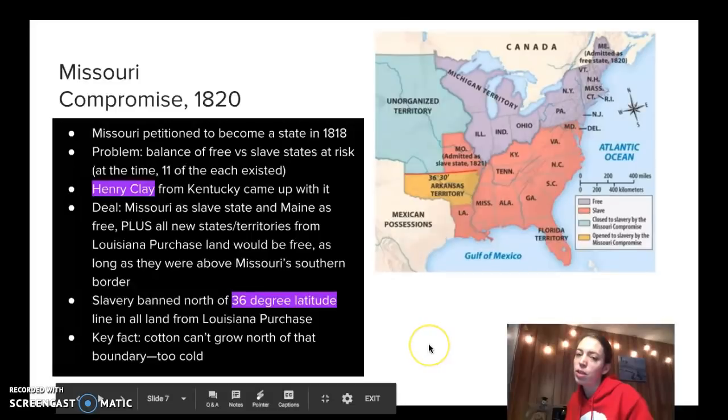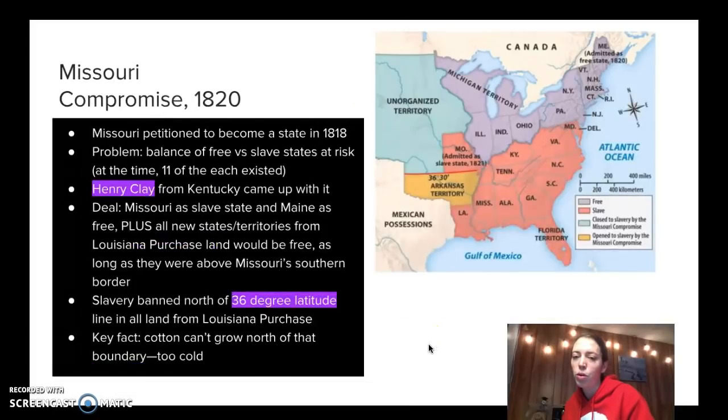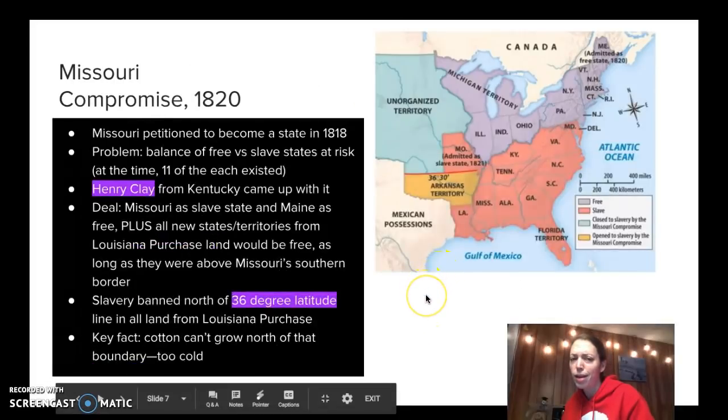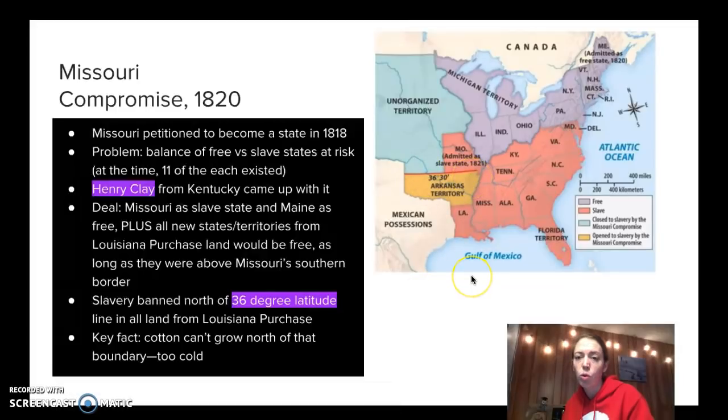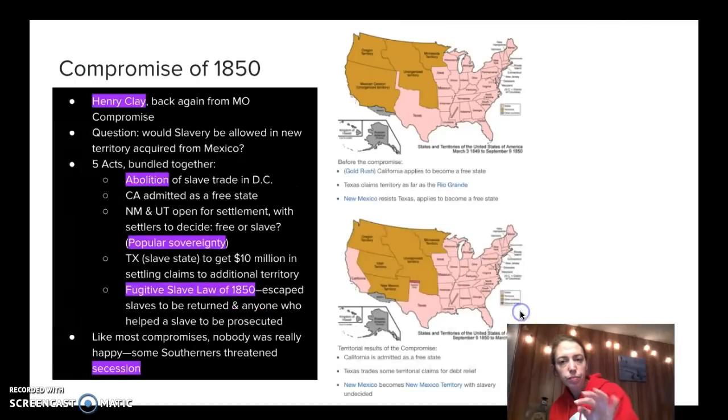Here's something interesting, though. Most people were okay with this because cotton can't grow north of this line. It needs a warmer climate. So get down what you need to answer your question: what was the Missouri Compromise, who was involved, and what's it all about? And then take a look at this little key over here and study this.